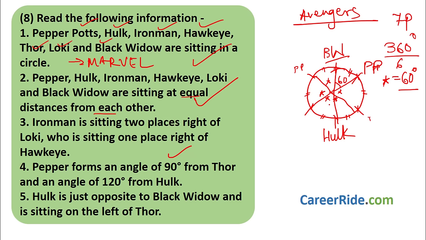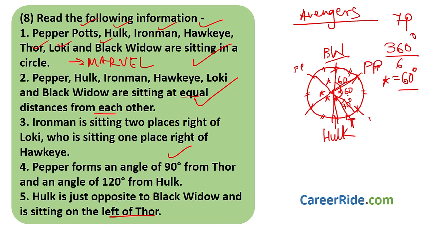Now, Pepper is making a 120 degree angle with Hulk. Okay, this is 120. Pepper makes a 90 degree angle from Thor. Now we know Thor has to come on this side because Thor is to the right of Hulk, because we have been given that Hulk sits at the left of Thor. So Thor has to come here somewhere. Let us find the angle of 90 degrees from Pepper on this side. This is 60. Okay. This is 60 plus 30 degrees. So here it would be 30 degrees. So Thor will come over here.